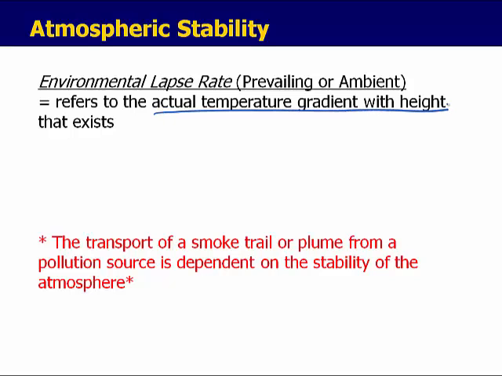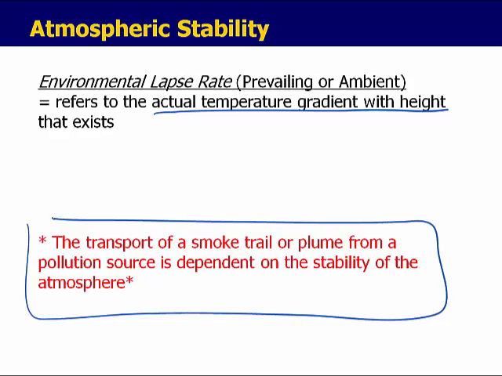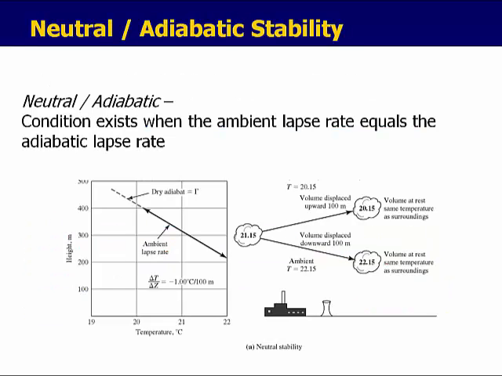The reason why stability of the atmosphere is important is that the transport of a smoke trail or a plume from a pollution source is dependent on the stability of the atmosphere. I'll walk you through the picture from your textbook that demonstrates this. Here I'm showing you the graph for the stability, which is referred to as neutral or adiabatic. In this picture, you have a dry parcel of air, which we can pretend comes from this smokestack.